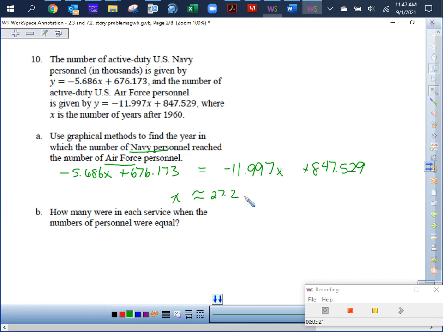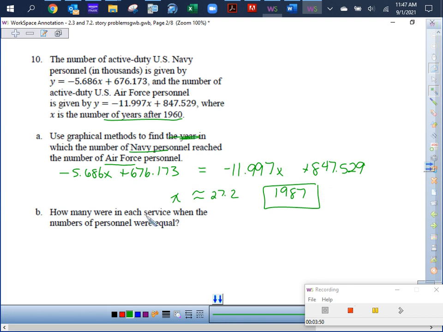27.2. Then we got to go answer the question. It says, find the year at which the Navy reached the Air Force. X up here stands for years after 1960. This is 27 point something years. So let's just call it 27. You down with that? 27 years after 1960. What year are we in? 1987 is the answer to that question. 1987.